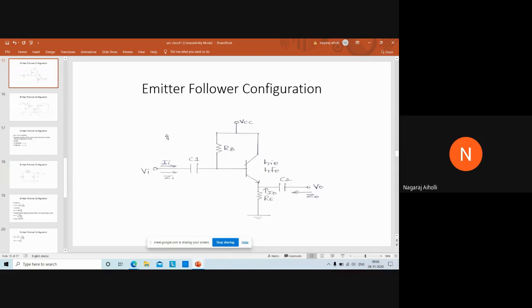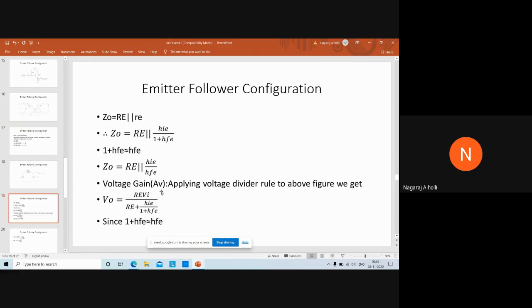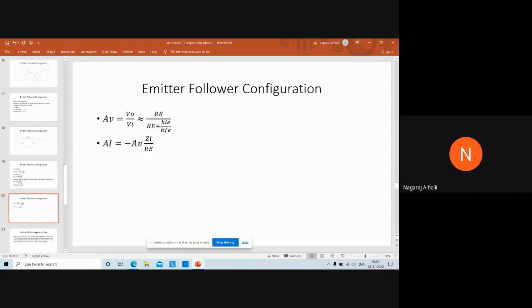We started with the circuit, then the RE model. We wrote the equation for input impedance, RB parallel ZB. Then next, output impedance Z0 is capital RE parallel HIE by HFE. Voltage gain AV is capital RE by capital RE plus HIE by HFE. Then current gain AI is minus AV, minus the voltage gain, into ZI divided by capital RE. These are the various equations, that is, performance parameters of the emitter follower configuration.